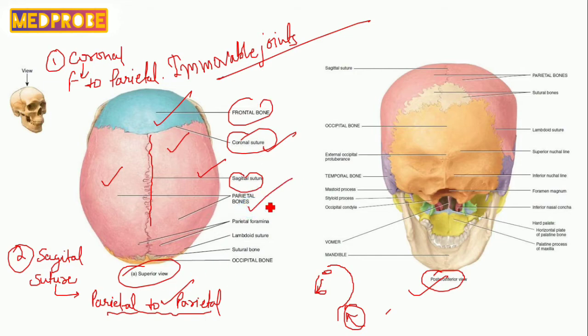There you can see a bit of apertures you will find in both the parietal bones, and you can call them parietal foramina.